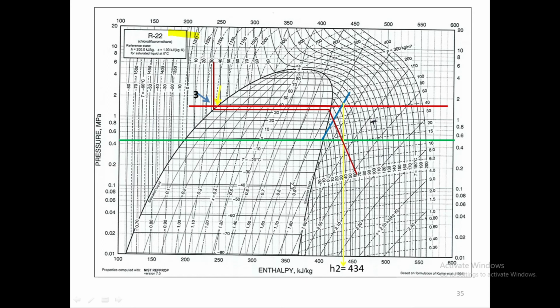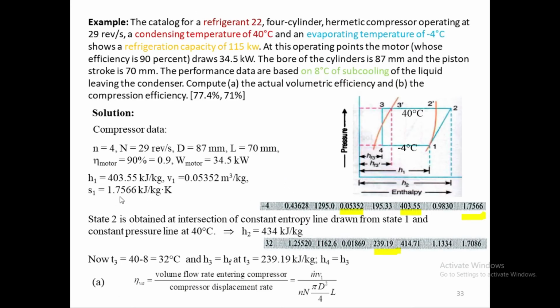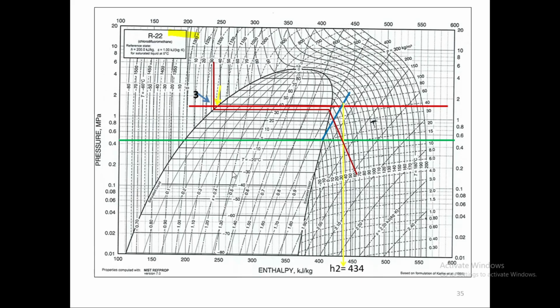So this is point 1, and the entropy, which is between 1.7 and 1.8, we have read from the table as 1.75. So we are going to take that as constant, draw a parallel line between 1.7 and 1.8, and wherever it crosses the red line, which is the condenser line, that will be your point 2. From there you have to draw the vertical line downward, then read this value. This is the H2 value, which is 434 I have taken. You have to practice a little bit so you can read it right here.